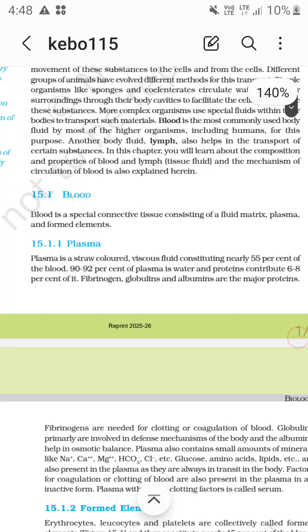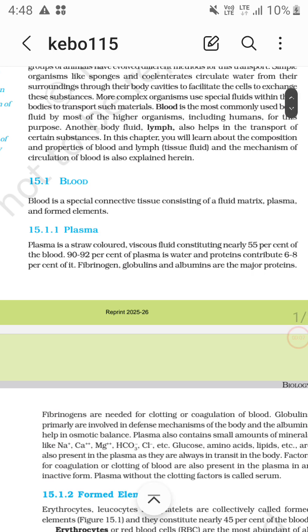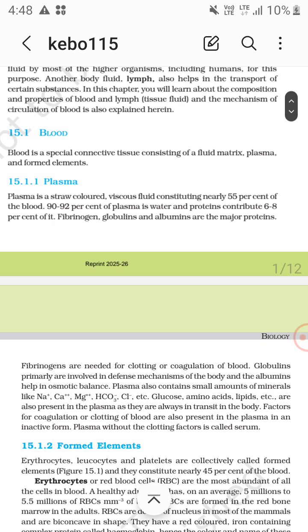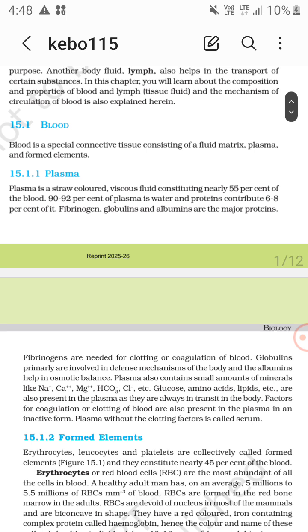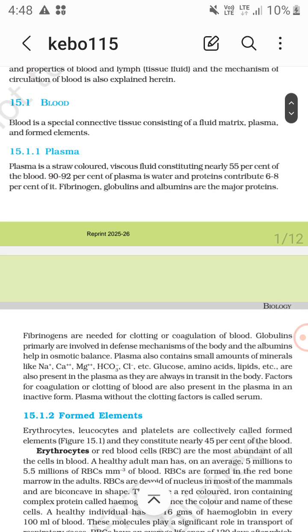Blood is a special connective tissue consisting of a fluid matrix, that is plasma, and form elements. Plasma is a straw colored viscous fluid constituting nearly 55% of the blood. 90 to 92% of plasma is water and proteins contribute 6 to 8% of it.